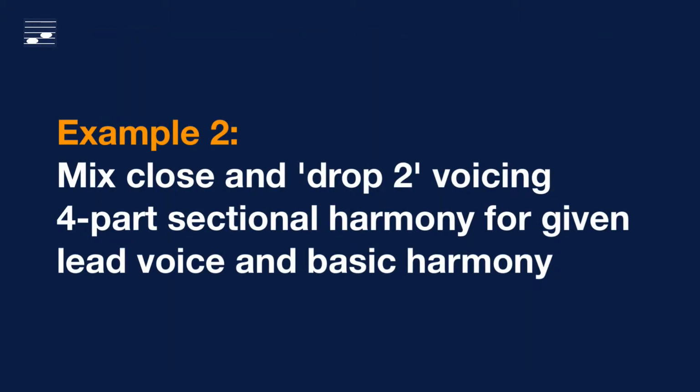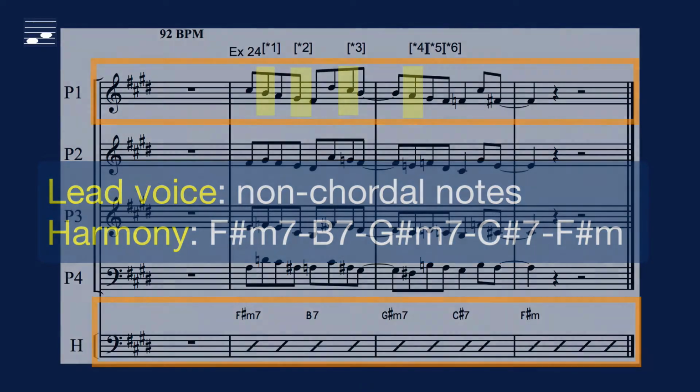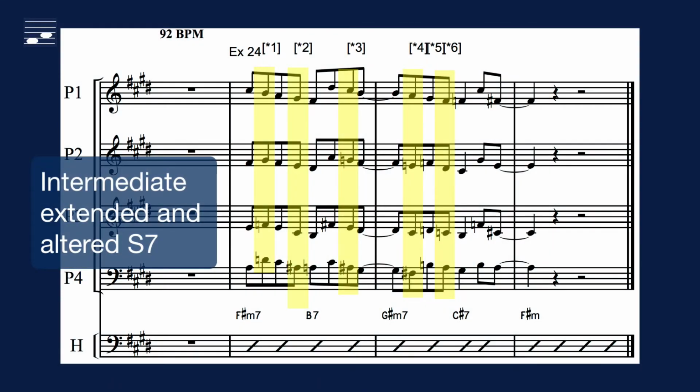The second example illustrates how we may alternate between close position and drop-2 voicing. Again, we start with a given lead and basic harmony in the rhythm section. Non-chordal notes in the lead are, as before, marked in the score. The non-chordal notes are harmonized with intermediate, extended and altered dominant chords.